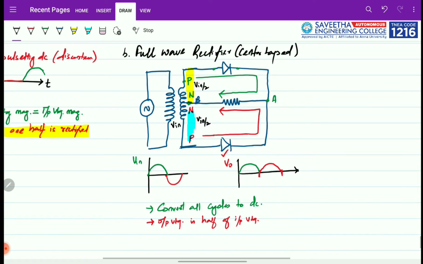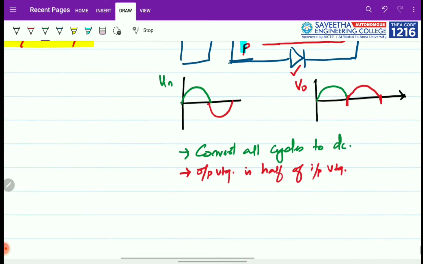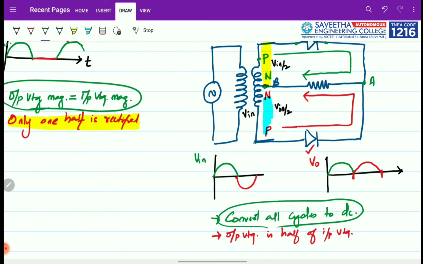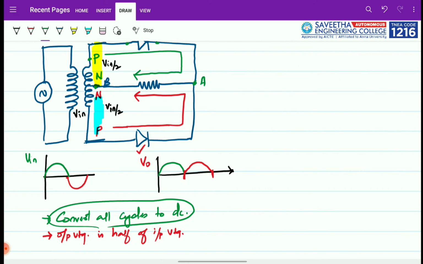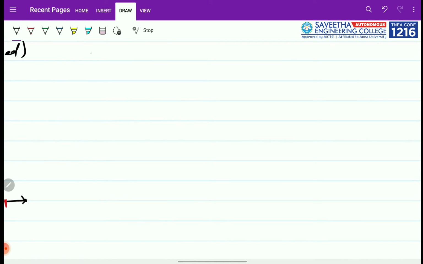So now we have to consider both advantages, this one and this one, that is I need a circuit which will convert both half cycles to DC, and at the same time the output will always be the same as the input value, that is, it will not be lowered. So in that case, we will jump to another circuit called the bridge rectifier.